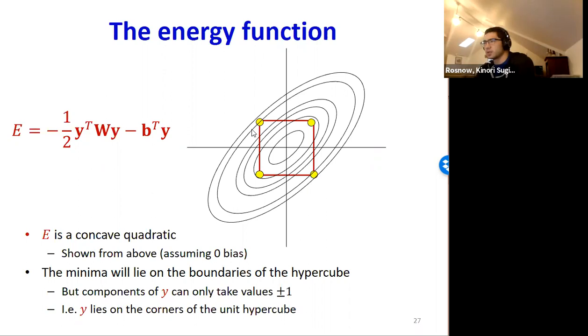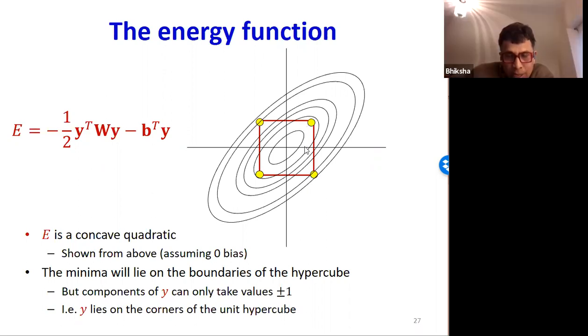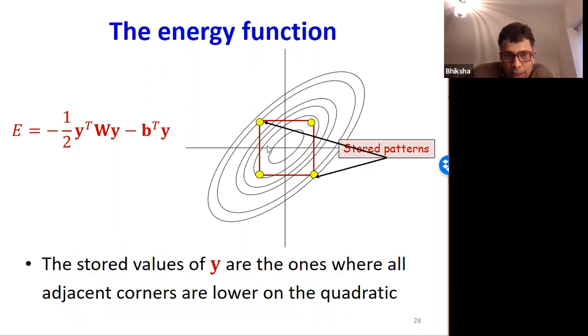Within this space, yeah. So remember, the network is binary, right? So it can only take one of these 4 yellow values. And so these two are further away from the center than these two are, as you can see, based on the ellipses. So these two are minima, these two are not minima, these two are going to be the stored patterns. Making sense, guys?